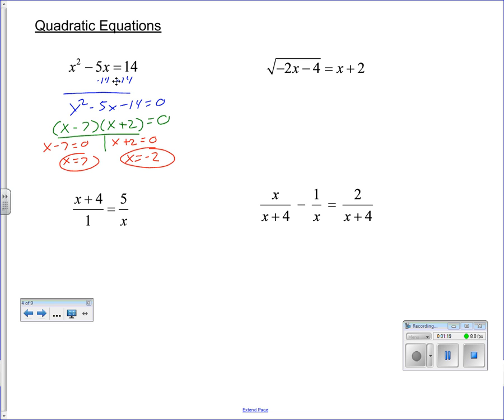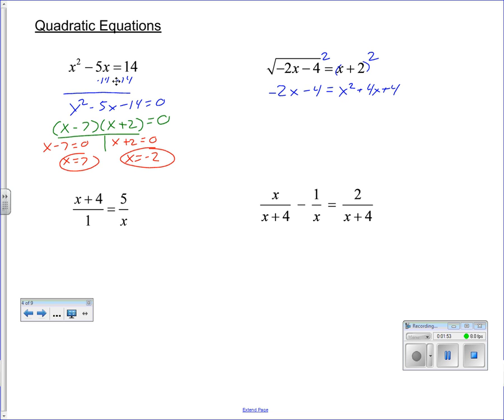But a lot of times other different equation types we've seen throughout the course turn into quadratics. Like we have a radical equation over here to the right. The square root of negative 2x minus 4 equals x plus 2. We know for radical equations we have to square both sides to get rid of that radical sign. On the left we just get negative 2x minus 4. On the right we have an x plus 2 squared as a binomial squared, so we need to multiply it by itself, not just square what's inside, but FOIL it out. You get x squared plus 4x plus 4.